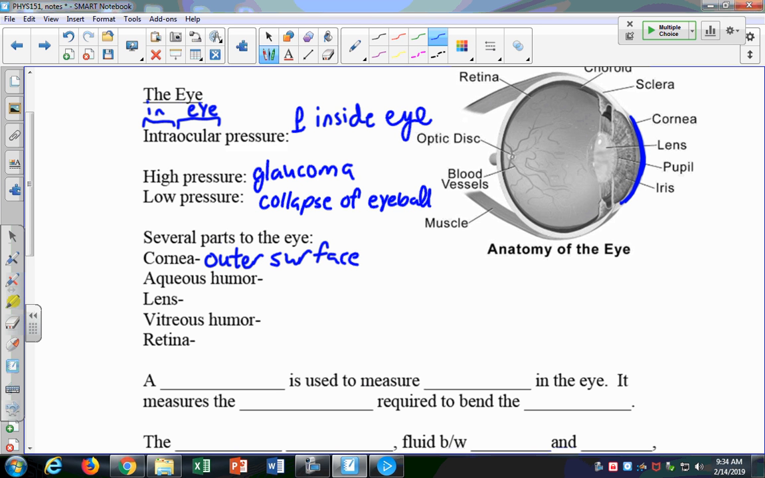The aqueous humor is the fluid that is like right here. We'll have two different types of fluid, the aqueous humor and the vitreous humor. The aqueous humor is in between the cornea and the lens. This is replenished.